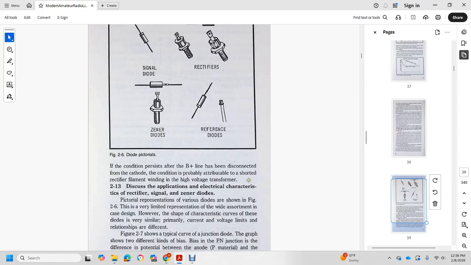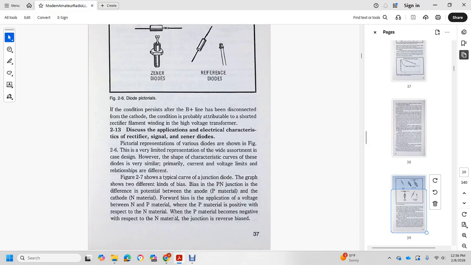Alright, discuss application of electronic characteristics of rectifier, single, and Zener diodes. The pictorial representation of various diodes is shown in figure 2.6, with a very limited representation of a wide assortment of case designs. However, the shape of the characteristic curve of the diodes is very similar, with primary current and voltage limited relation for the different diodes. Figure 2.7 shows the typical curve of the junction diode.